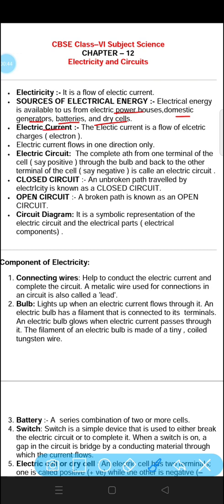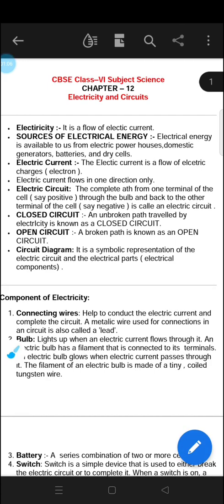Next one is electric current. The electric current is a flow of electric charges. The electric charges flow from one place to another place. It is called electric current. Electric current flows in one direction only. It is unidirectional. It flows in only a single direction.